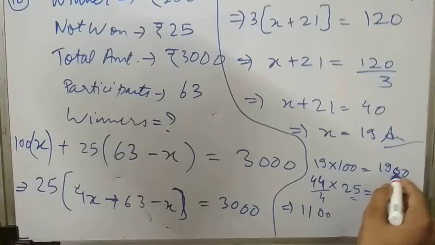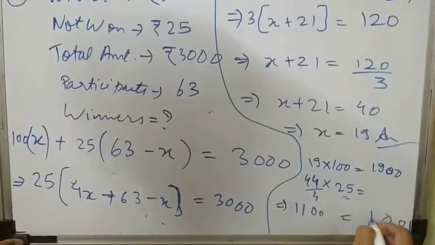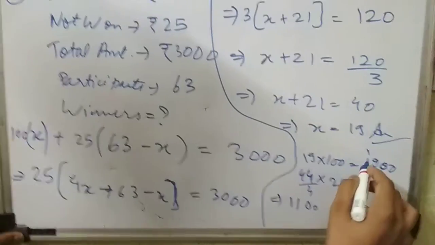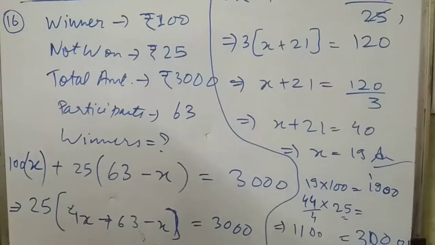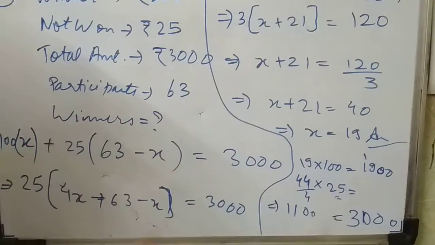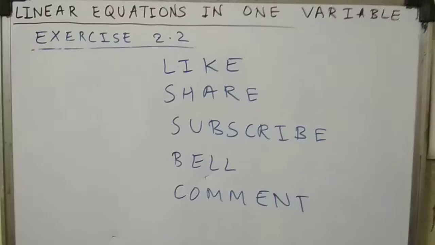plus 1900. Now 1100 plus 1900: 0, 0, 9 plus 1, 10. Oh, sorry. 0, 1 carry, 1 plus 1 was 3, 3000. Hence, the answer is correct. That means there are 19 winners. And how many have not won? 44. But the question is asking only for the winners. So 19 is your final answer.